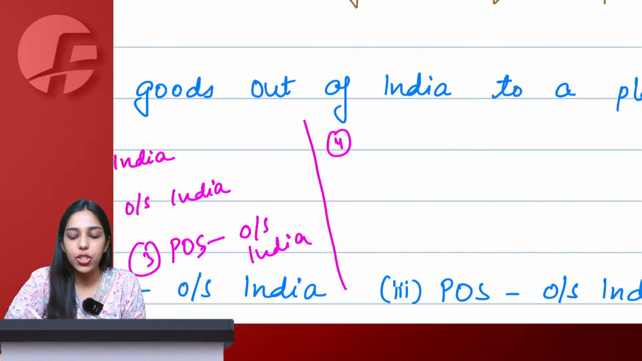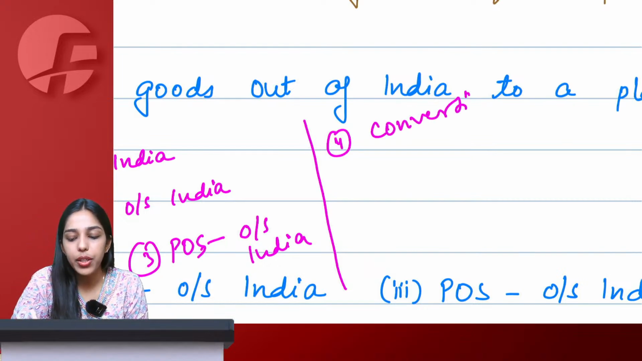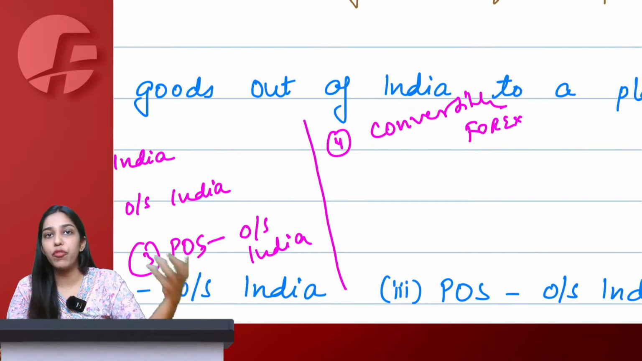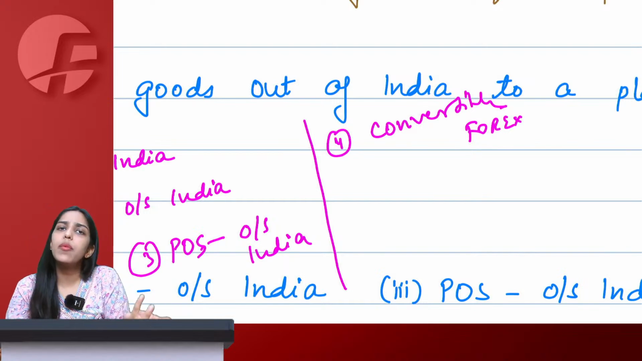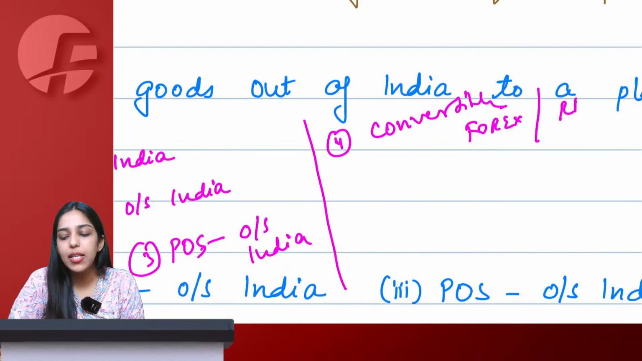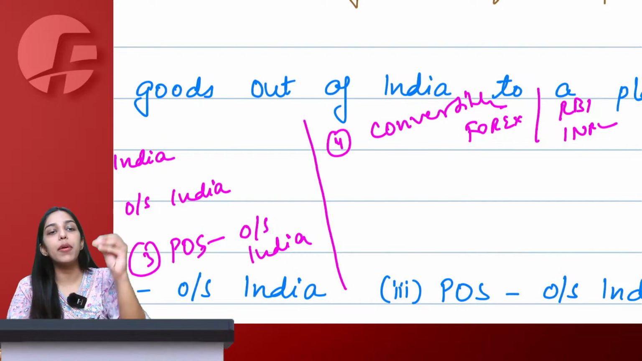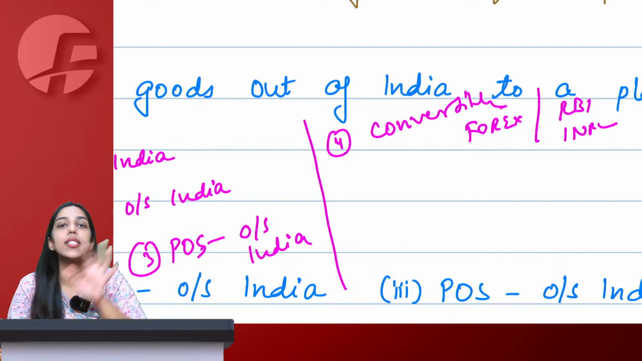So here the condition is that you should be receiving convertible forex. If you have given services to someone outside India, you should be receiving convertible forex. At some places, RBI permits INR. That is a separate thing. If at some places RBI particularly permits you bringing INR, that is a separate thing.